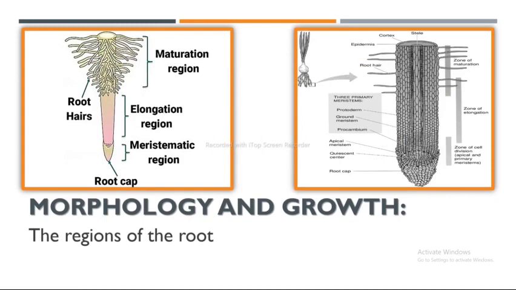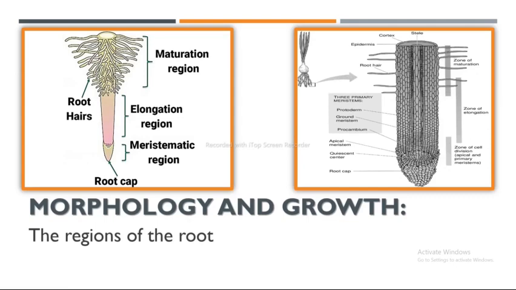Morphology and growth. Again, there are two figures. In the first figure, you can see this is the maturation region, and the maturation region includes root hairs. In the second, you can see that this is the elongation region, and third is the meristematic region, and this is root cap. In the second figure, you can see that there are three zones. First is the zone of maturation, second is the zone of elongation, and third is the zone of cell division.